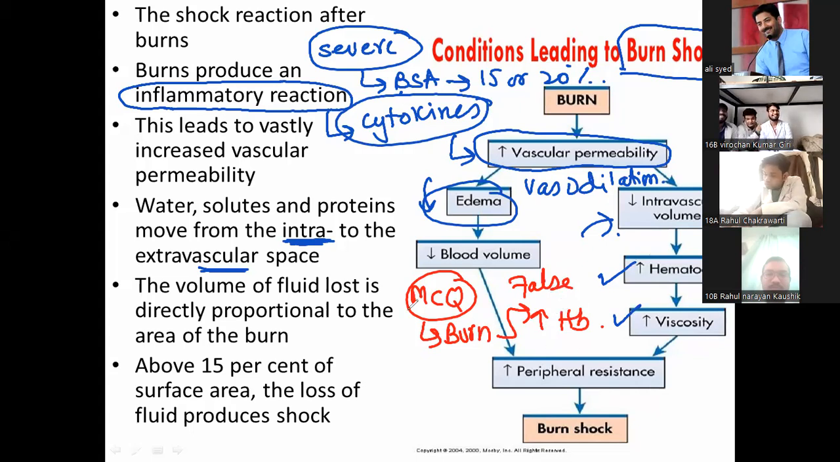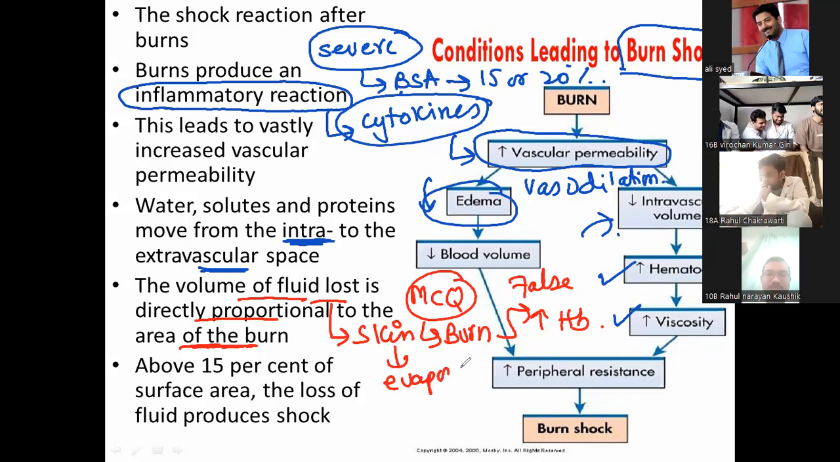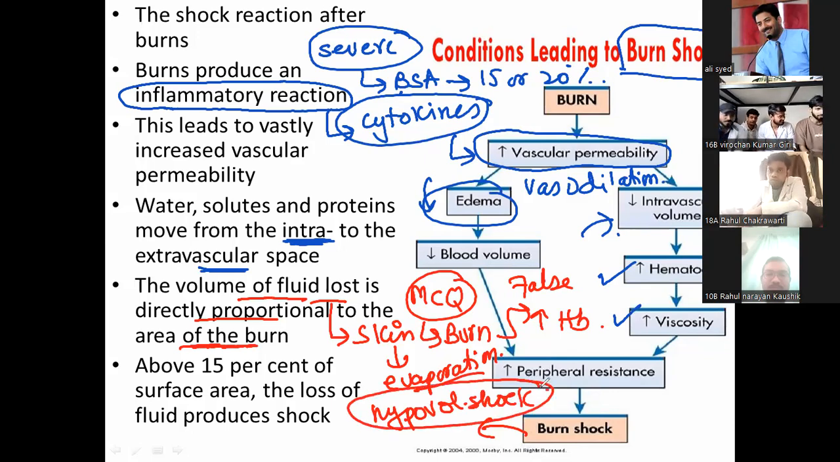Now due to this, the volume of fluid lost is directly proportional to the area of the burn. Fluid is lost from the blood vessels and also from the skin in the form of evaporation. So now the patient will develop shock, and the shock the patient is going to develop is hypovolemic shock. So please remember, in all patients with burn injuries, when the burn surface area is more than 15 or 20%, the patient will develop hypovolemic shock.